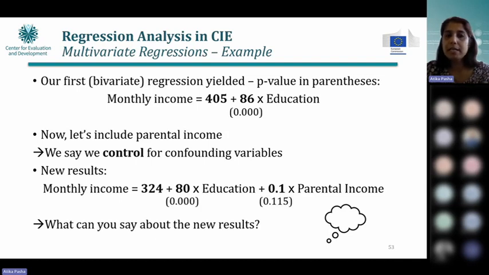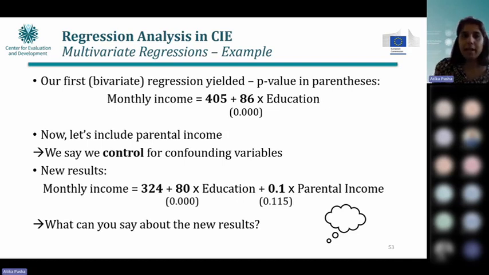First and foremost, our intercept has changed. Including parental income has reduced our intercept term, which means that our line, which was previously intercepting at 405 units of income, is now intercepting at 324 units of income. Secondly, we see 80, so it's still every year of education increases your monthly income by 80 units, which is similar to 86, but lower. And finally, we see that every unit of parental income increases your monthly income by 0.1.